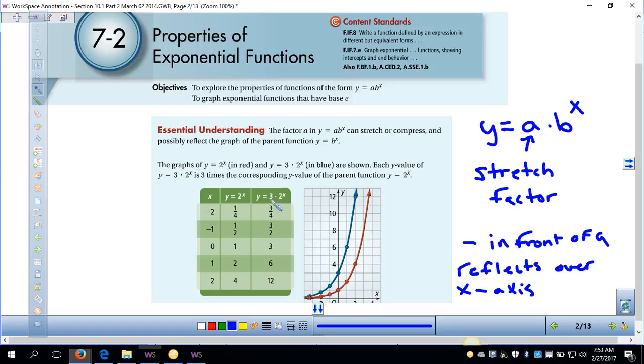When we put a 3 in front of it, that's the stretch factor. So it means that for each x value, the y value that we had for 2 to the x gets multiplied by 3, which means that the y value is going to be up further, making this a steeper graph. So 3 times 2 to the x is the blue graph. It grows faster. All right, so that's just showing our stretch factor.